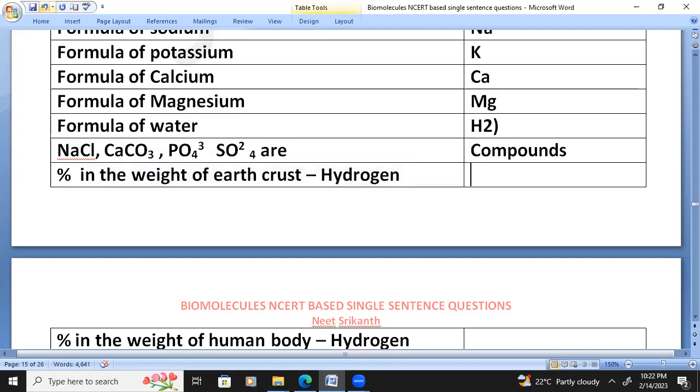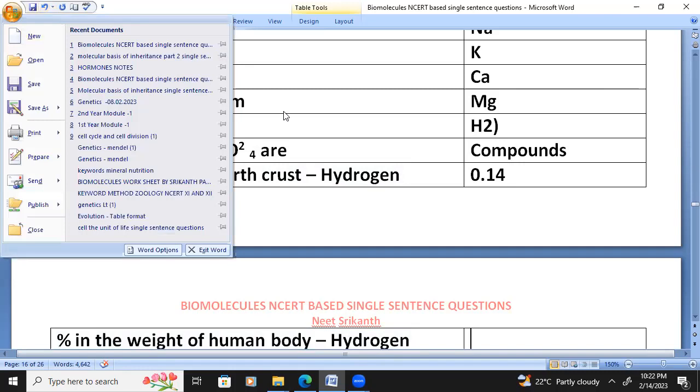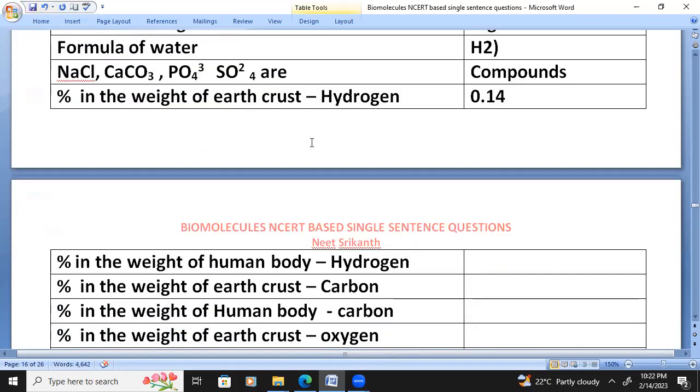Percent in the weight of earth crust, hydrogen 0.14. Percentage of weight in the human body, hydrogen 0.5. Percentage in the weight of earth crust, carbon 0.03. In the human body, carbon 18.5.